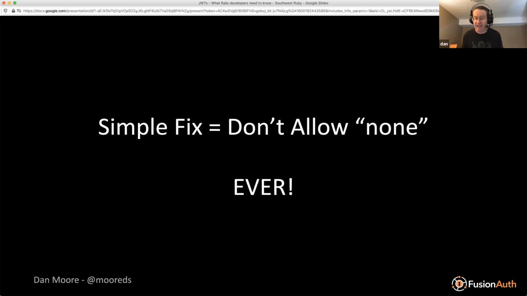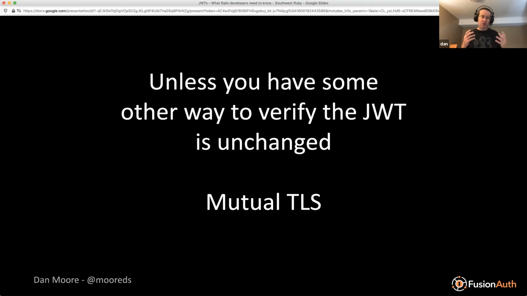Now, I've been a consultant for a number of years, and so there's always exceptions, right? The reason this is in the specification is that whoever wrote it was aware there were times when you need the flexibility to not have a signed JWT. If you have benchmarked your system and you know that the overhead of signing or verifying a signature is too high, and you have some other way to verify a JWT is unchanged, so that nobody bad can get in your system, an example could be using mutual TLS.